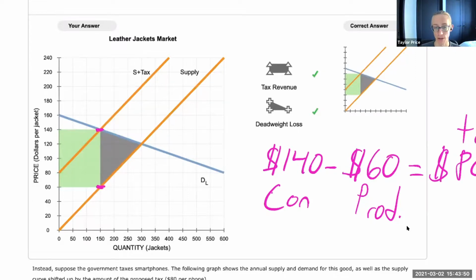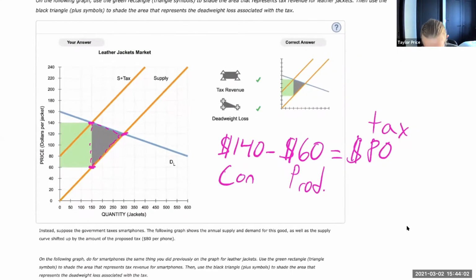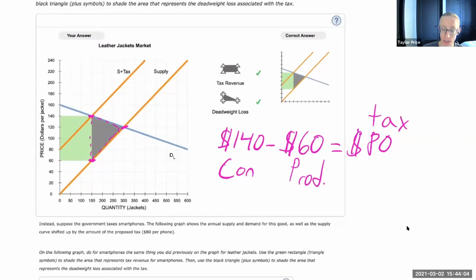Deadweight loss, on the other hand, is going to be the old equilibrium, and then this triangle right here. So we can think about the tax amount as being the difference between the price buyers are paying versus the price sellers are receiving. And that difference is going to be the $80 tax. Okay, so this is the leather jacket market.